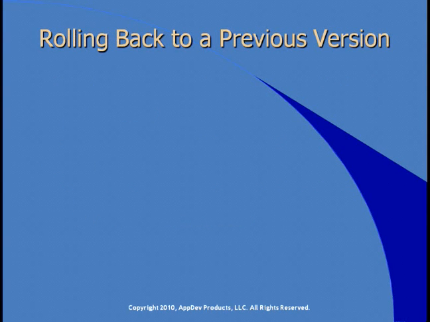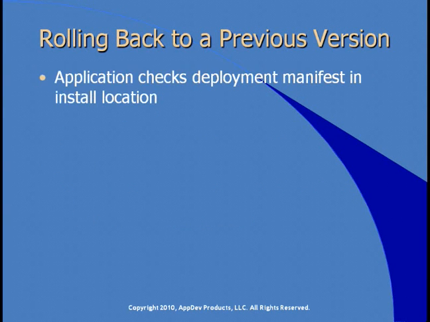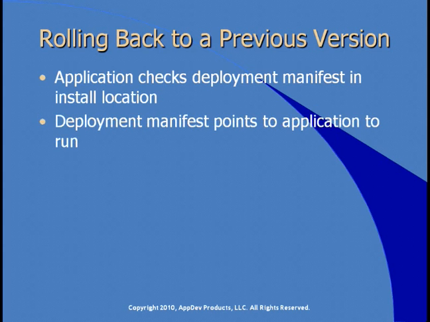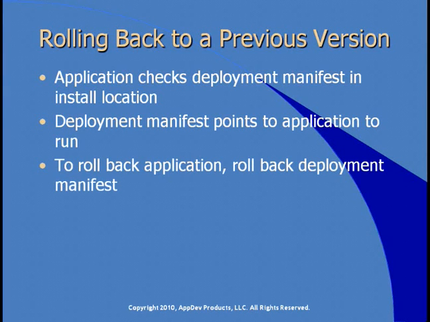Just as you can have automatic updating, you can also roll back to a previous version. The application checks something called the deployment manifest, which is an XML file in the install location. The deployment manifest points to the version of the application to run. So if you copied an earlier version of the deployment manifest which pointed to an earlier version of the application, then you could roll back an update. That's a lot of what you can do. Let's go see how to do all of this.